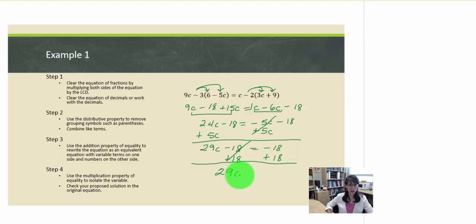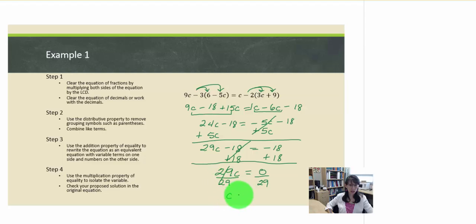That leaves 29c equals, notice how these terms are opposites, so that leaves me 0. So we're not quite done. In order to isolate our variable c, think about how c is connected to 29. 29c means 29 is multiplied by c. So the opposite of multiplying would be dividing by 29. So both sides of the equation are divided by the same amount, 29.